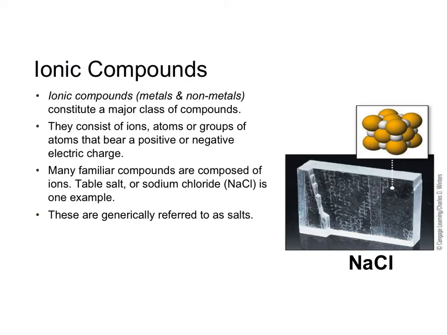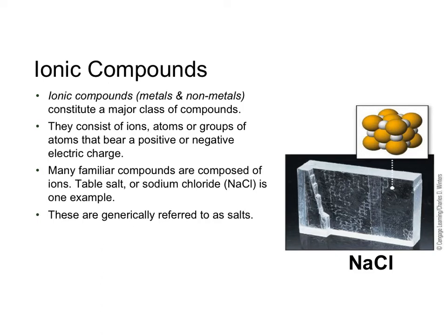Ionic compounds are one of the major classes of compounds that we'll study. They're going to be made up of ions, which are atoms or groups of atoms that have a negative or a positive charge. Many of the familiar compounds that we know of are ionic compounds. For instance, as I discussed in the previous slide, table salt, sodium chloride, is an example of an ionic compound.